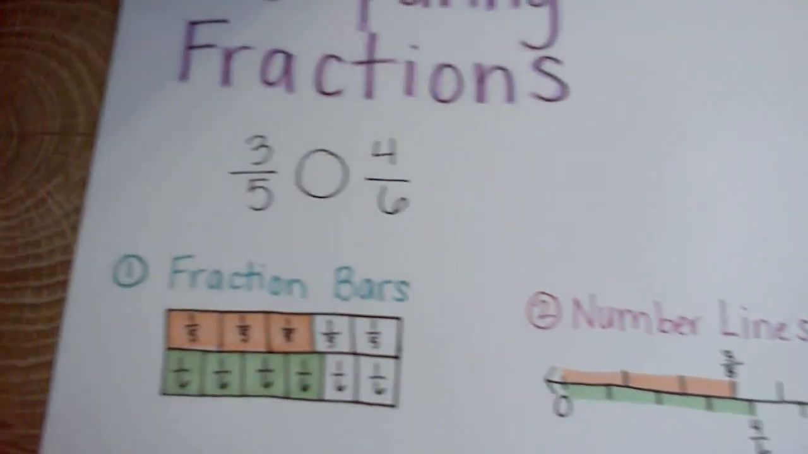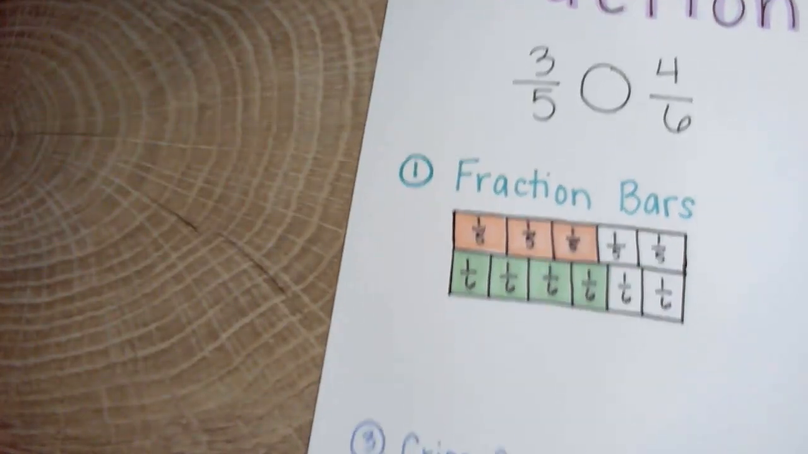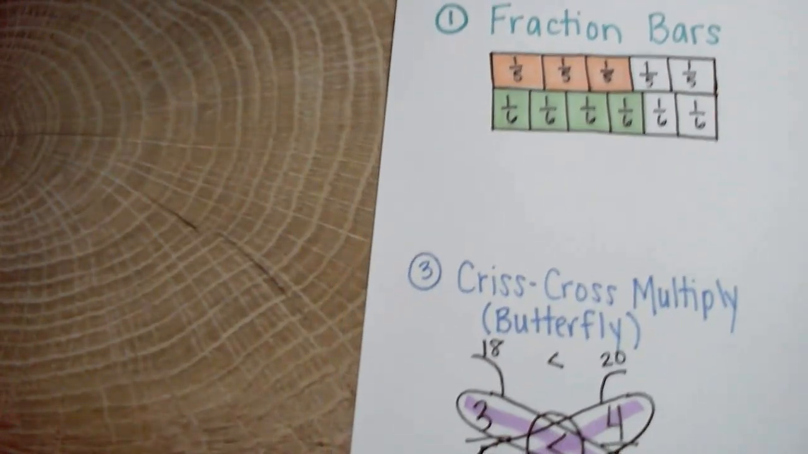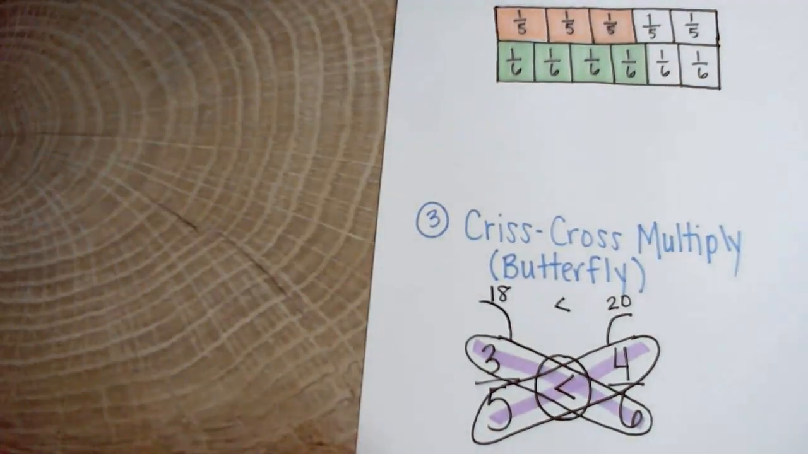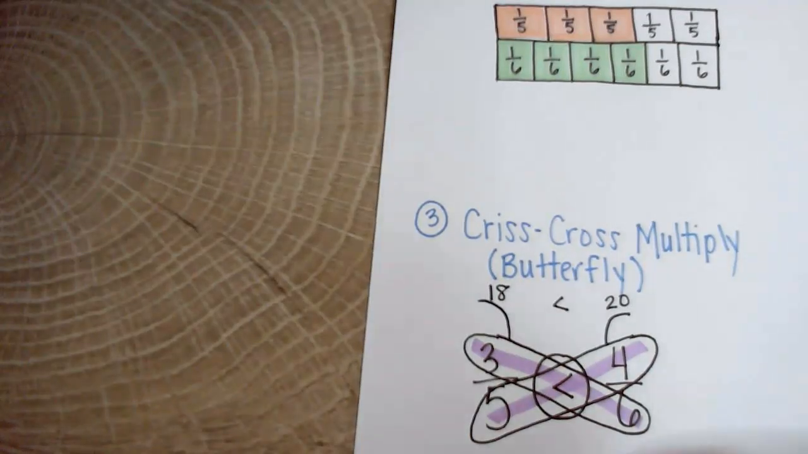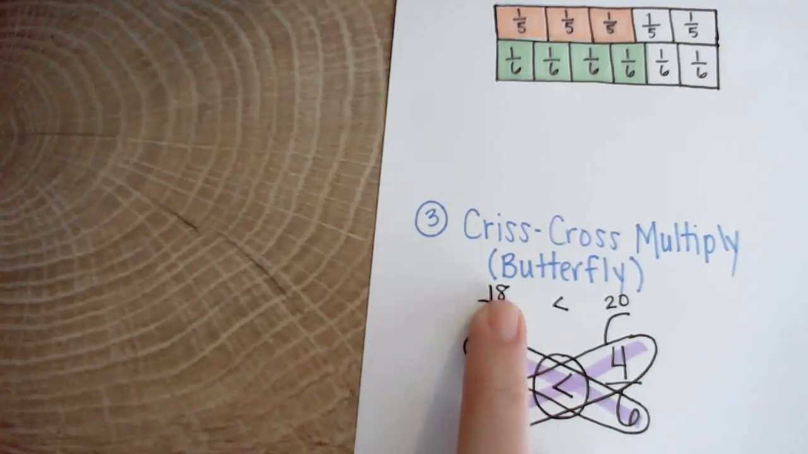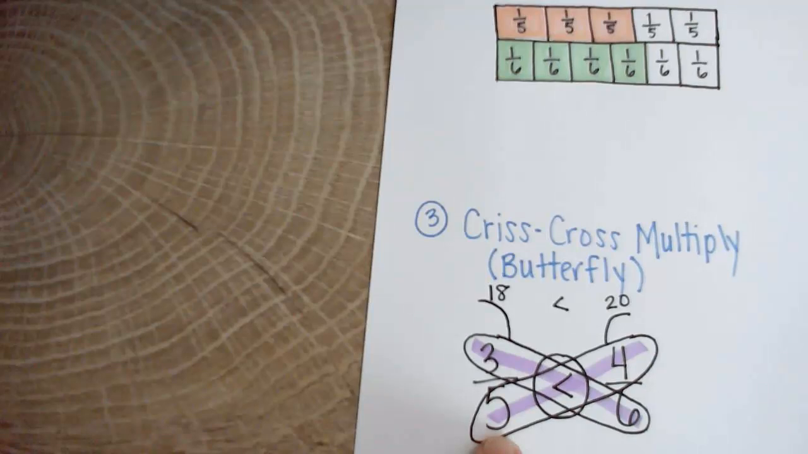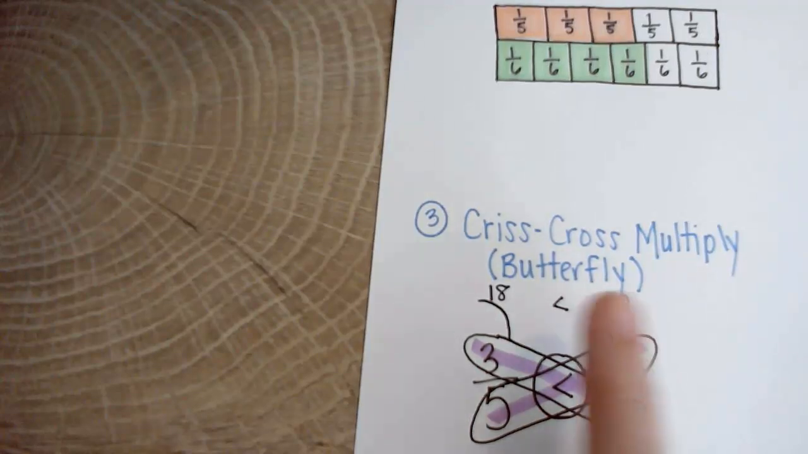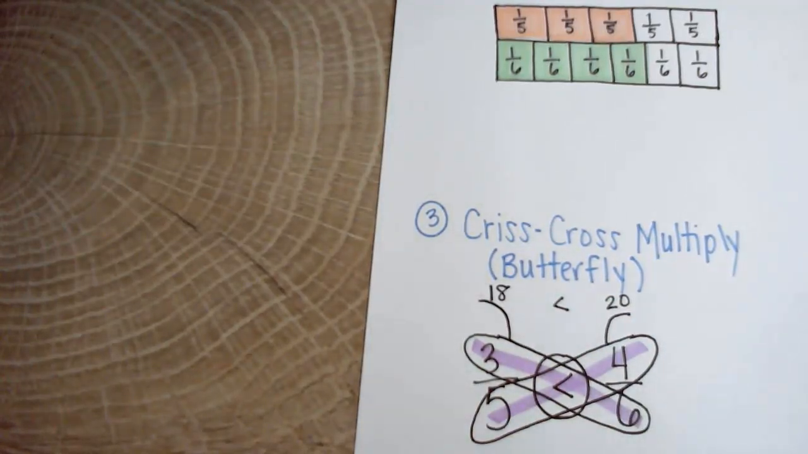A third strategy that we will use in class is the crisscross butterfly trick. This is a really nice trick that you can use with any two fractions. All we're going to do is crisscross circle our numbers diagonally. Here we are multiplying across, 6 times 3, 18 goes up top. Then we're going to go the opposite direction. Here we're going diagonal, 5 times 4, which is 20. We know that 20 is greater than 18, therefore we're going to bring that symbol straight down, and we can see that 3/5 is less than 4/6.